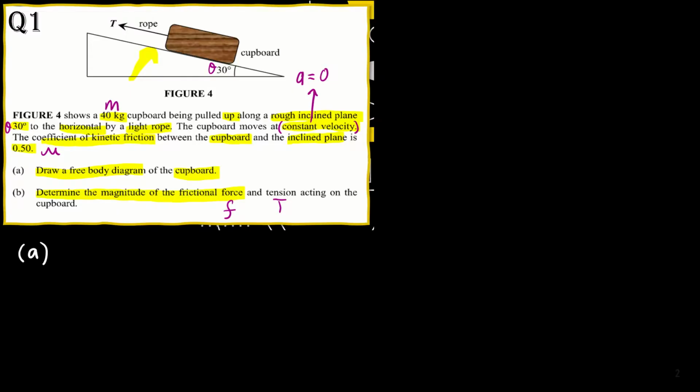So we need to draw the free body diagram. Before we draw the free body diagram, we make sure that we know what type of forces acted on the cupboard. First we have normal, and of course we have tension, T. And weight, it is always directed downward. And also we have friction. Okay, so friction. Because in the question it says that we have the coefficient of kinetic friction, which means that in this case we have friction.